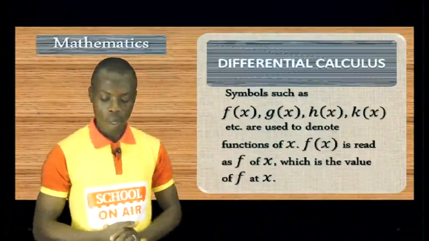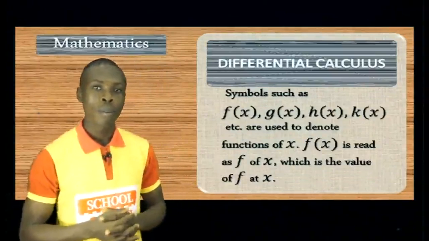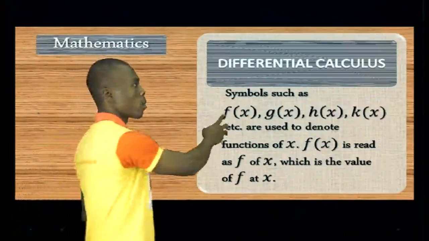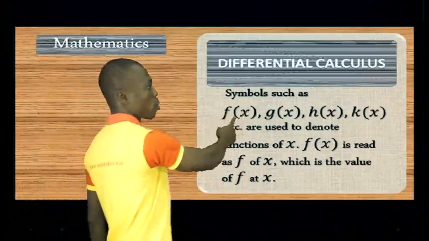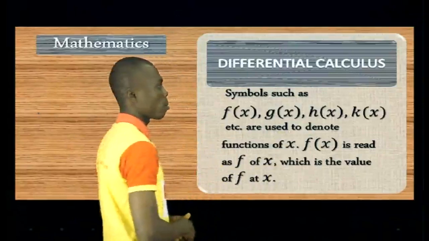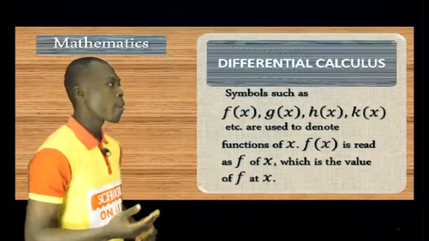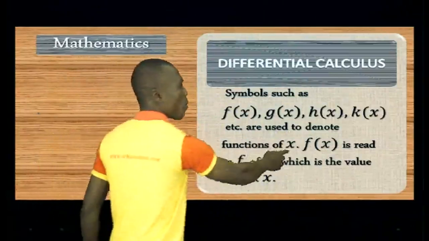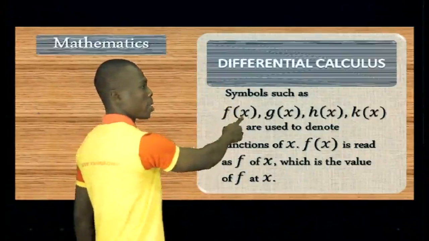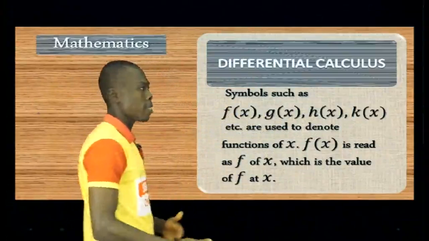If that is noted, let's quickly move on to some symbols that are used to represent a function. Often you're going to see things like f of x. This is pronounced f of x. If you see f(x), g(x), h(x), k(x), all of those are used to denote functions of x. So we read it as f of x, g of x, h of x, and k of x, and so on.